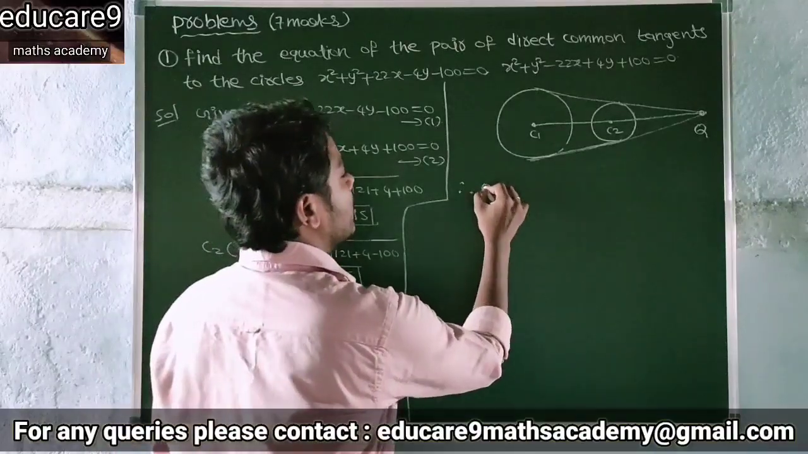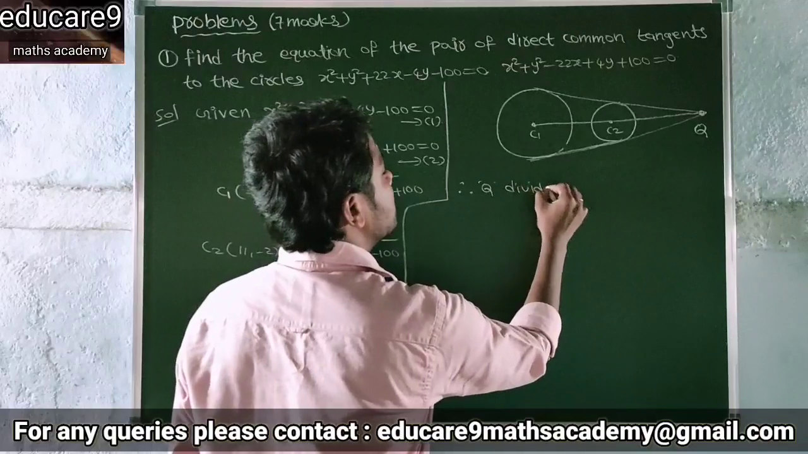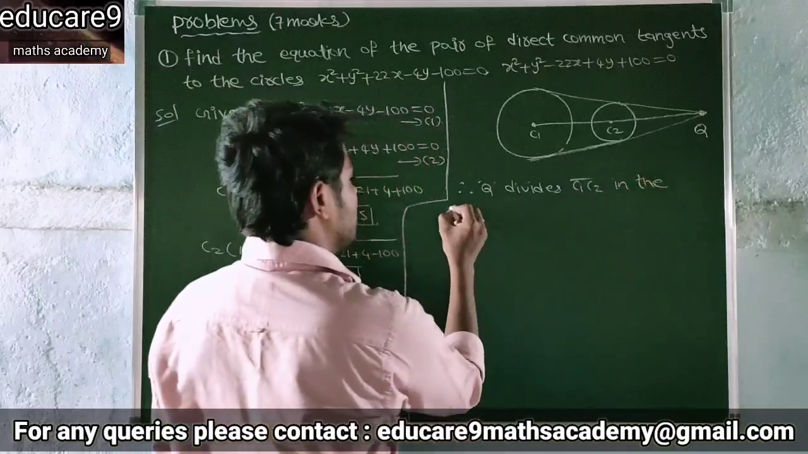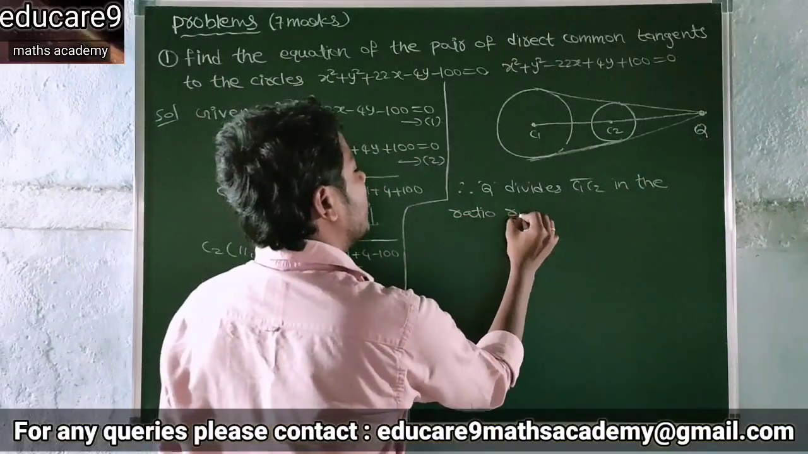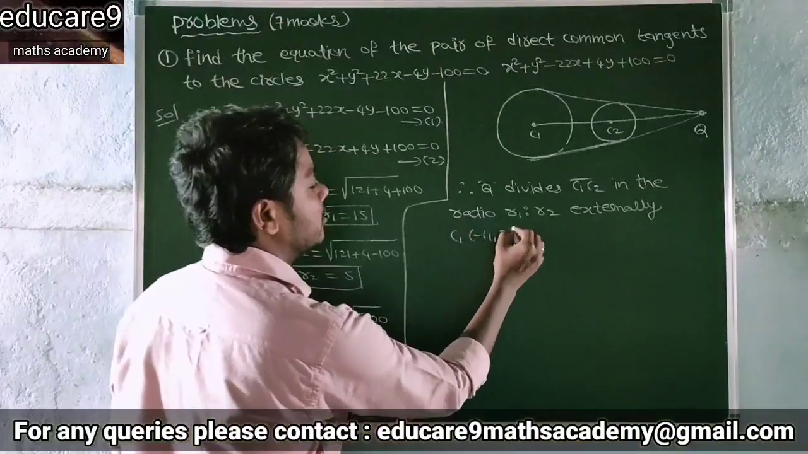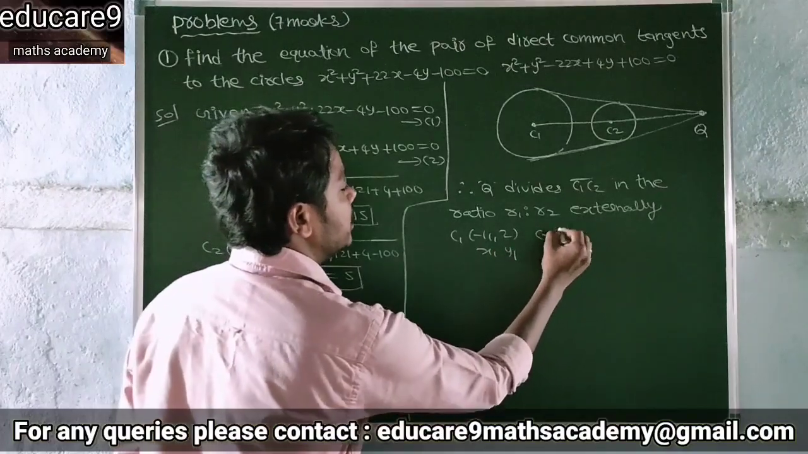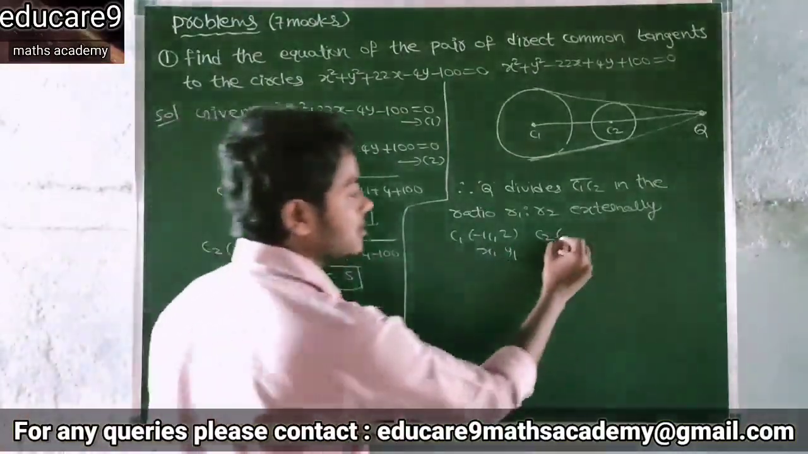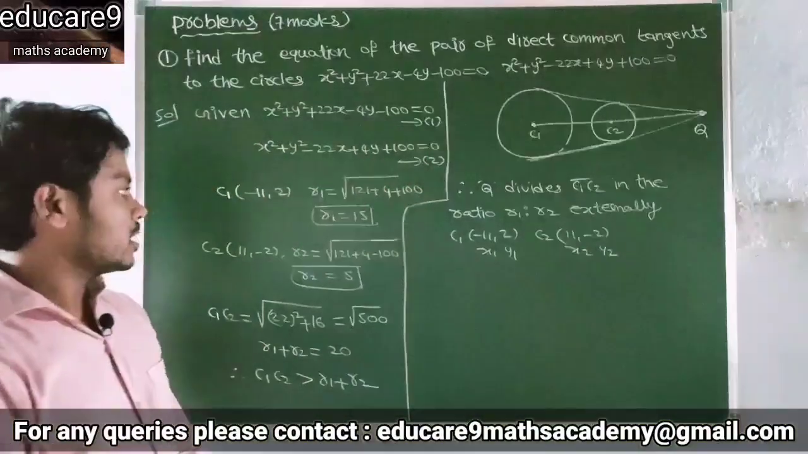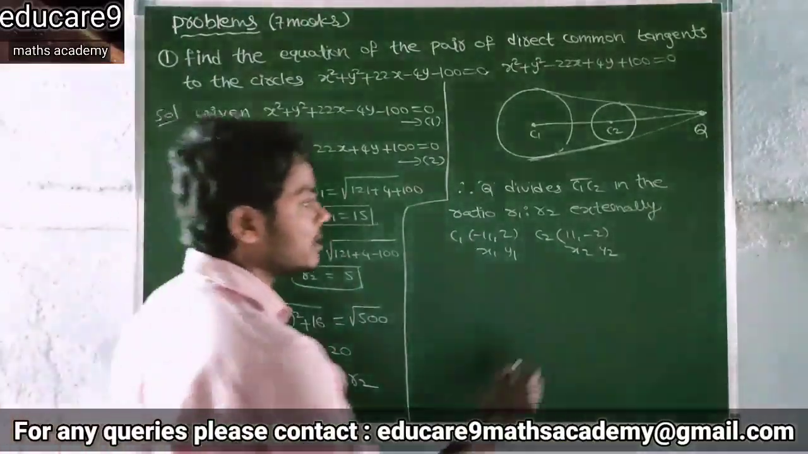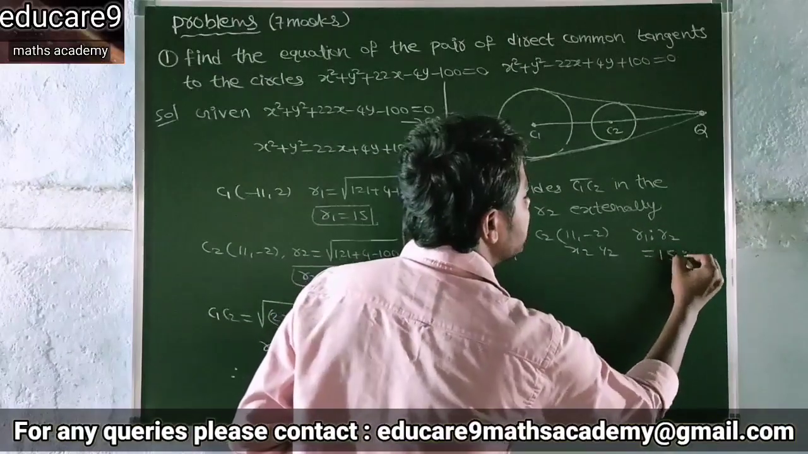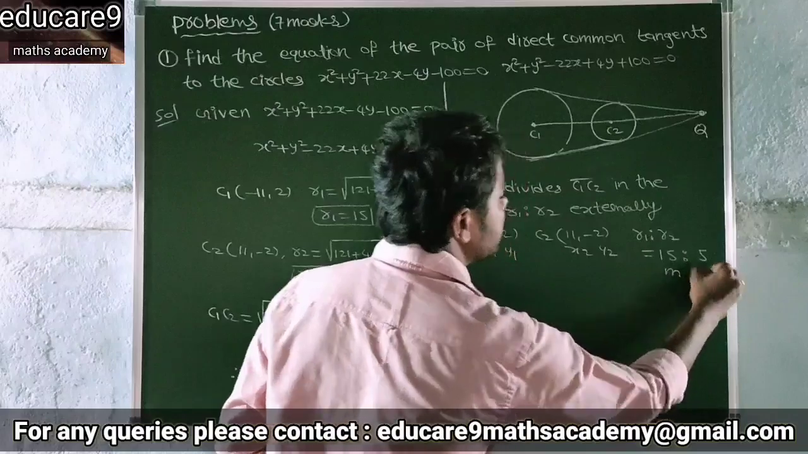So therefore Q divides C1 C2 in the ratio R1 is to R2 externally. Here C1 is minus 11 comma 2. This is x1 y1. And C2 is 11 comma minus 2. That is x2 y2. And R1 is 15 and R2 is 5. So R1 is to R2 is equal to 15 is to 5. This is m and this is n.